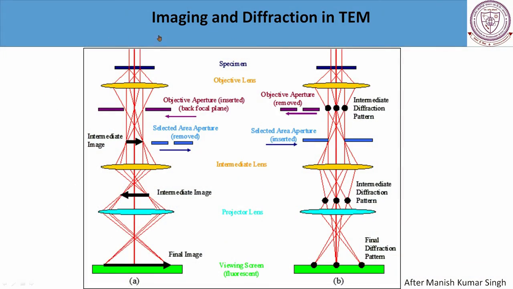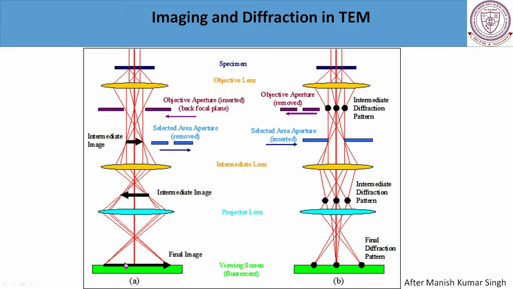In the next slide, we want to show you that concurrently you can have the image as well as the diffraction pattern, unlike the scanning electron microscope. So it is the same lens system. The only thing is that you control the lens current of the various lenses that you have, and you will be able to see the image or the diffraction pattern. So the beautiful part is that along with the image, you will be able to see the diffraction pattern. So you see the image and finally tell that this is the kind of crystal structure that it has.